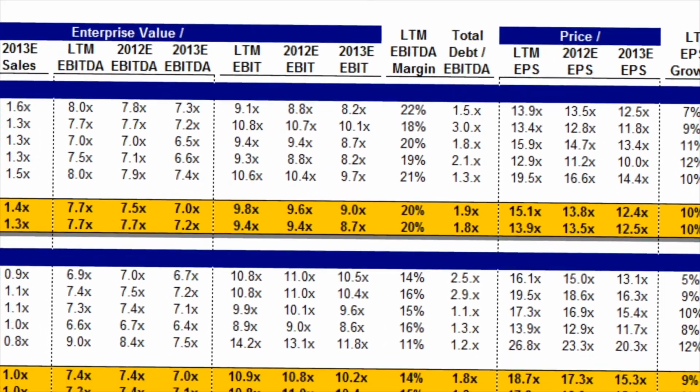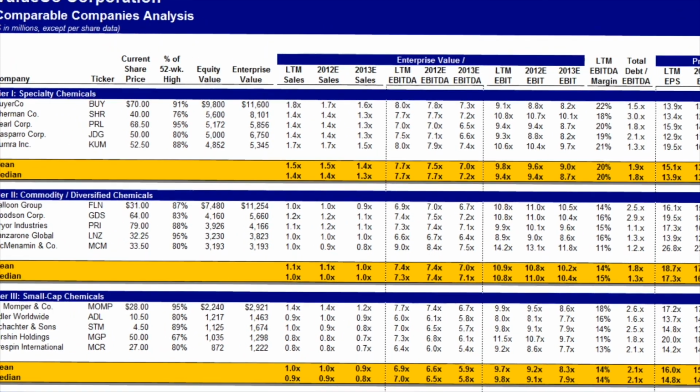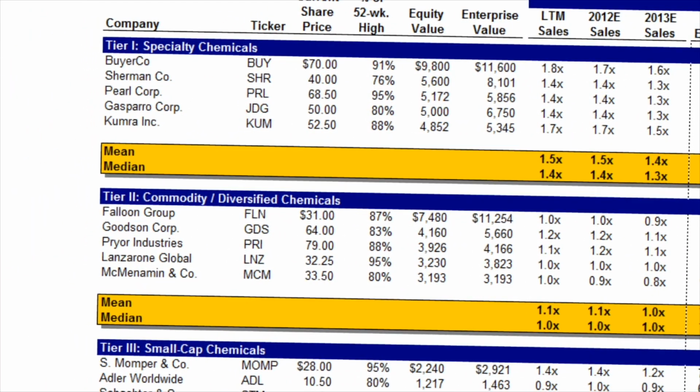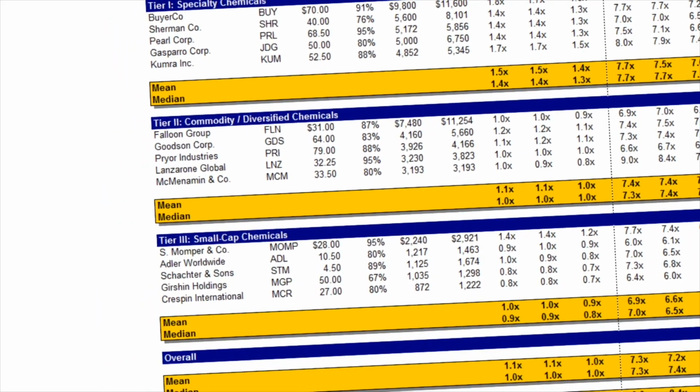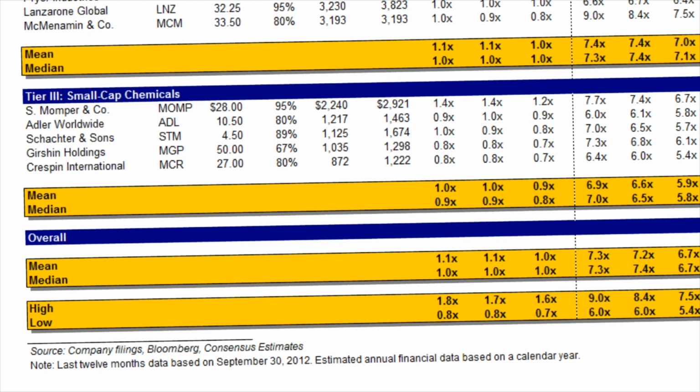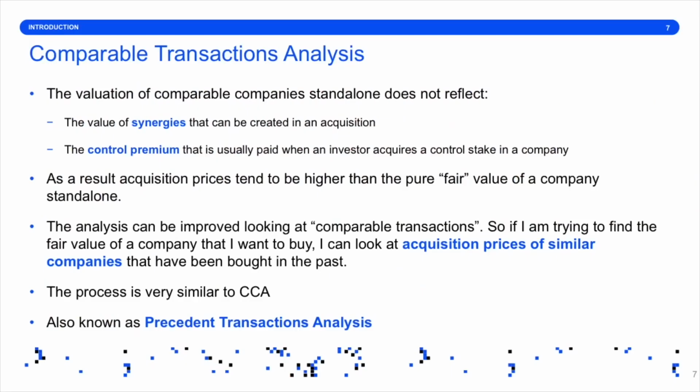And then of course, for every multiple, you calculate the mean and the median for every tier, and then here below you have the mean and the median for the complete 15-group sample. You also have high-low. We will see how you can use all these pieces of information. Usually what you really care about is either the mean or the median. Okay, but we will see later. So this is just an example.